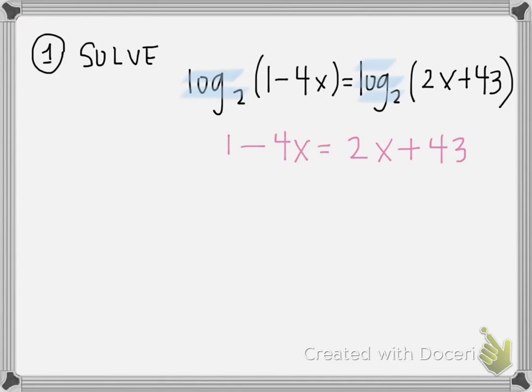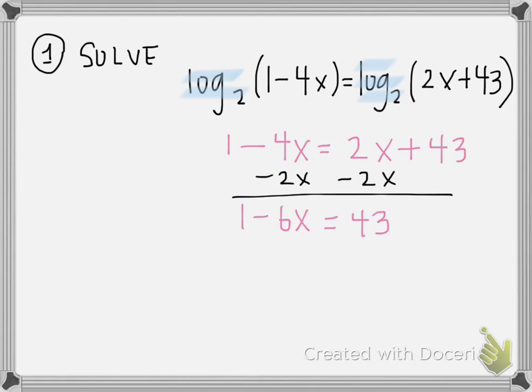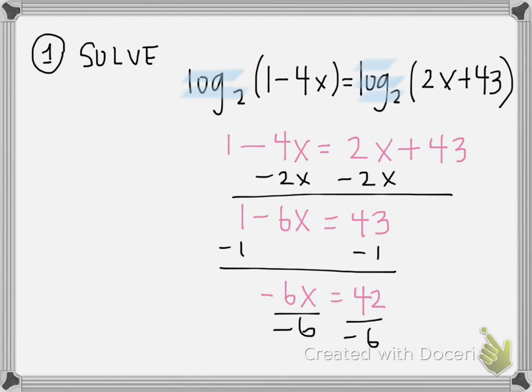Okay, so now this is just a linear equation, right? So you'll get 1 minus 6x is equal to 43. Subtract 1. So negative 6x is equal to 42. And then divide both sides by negative 6. So x is going to be equal to negative 7. Right? But check it and make sure that's okay.